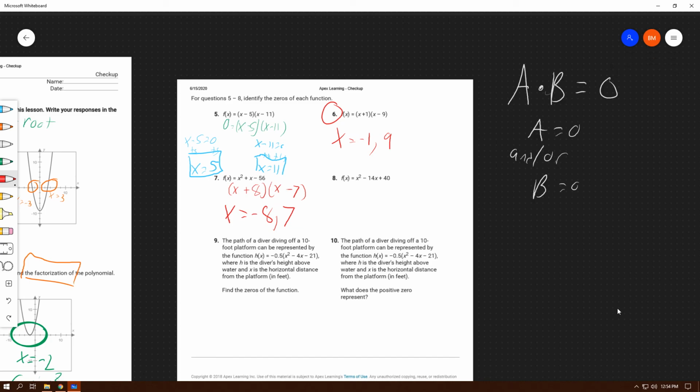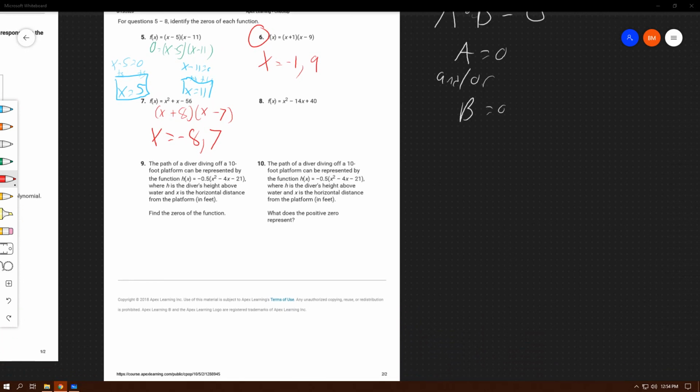All right, so let's look at 9. The path of a diver diving off a 10-foot platform can be represented by the equation they give us, where h is the height above the water and x is the horizontal distance from the platform. Find the zeros of the function.